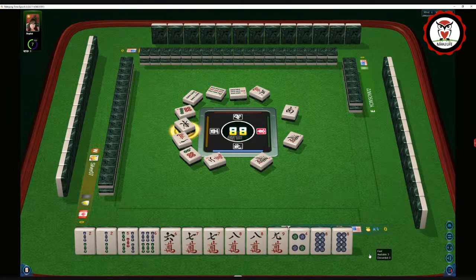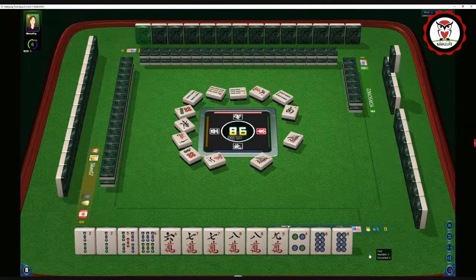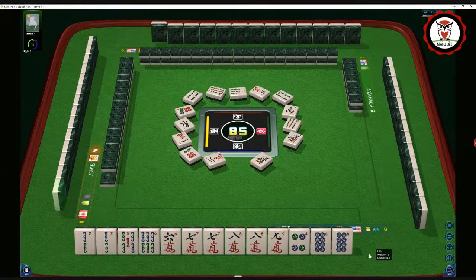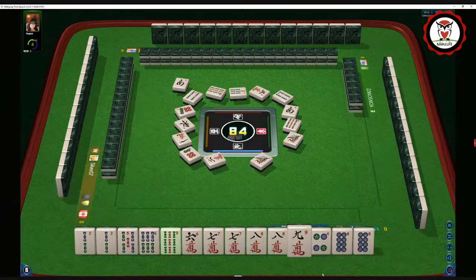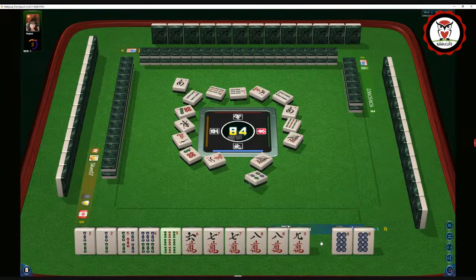East wind. Four bamboos. The 2 bam is probably joker bait. So is the 8 dot. We don't need south wind either of those. 9 bam. I would keep that. Okay, let's let the 4 go.